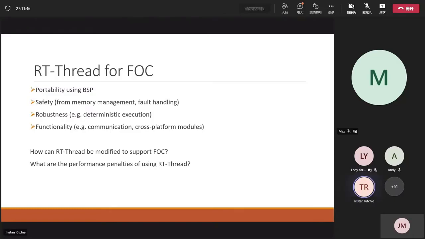However, this begs a couple of key questions that I hope to discuss in this presentation. The first of which is, how can RT-Thread be modified to support field-oriented control? And secondly, what are the performance penalties associated with using RT-Thread for motor control?